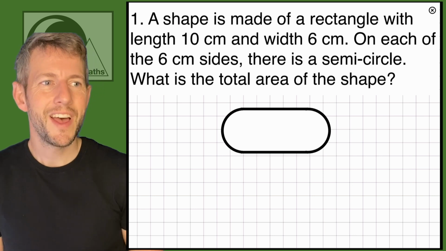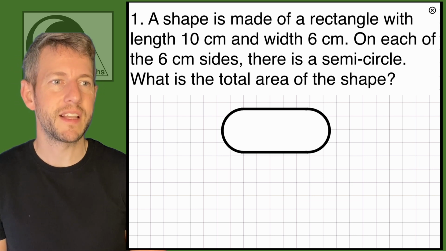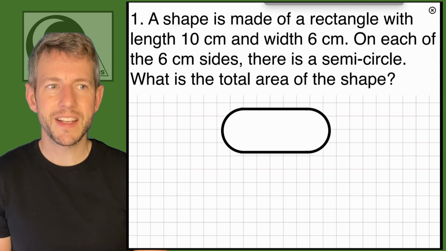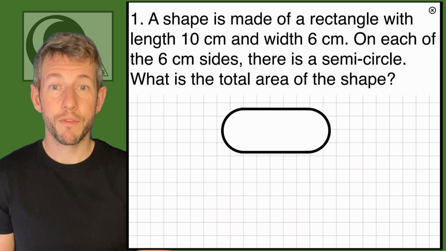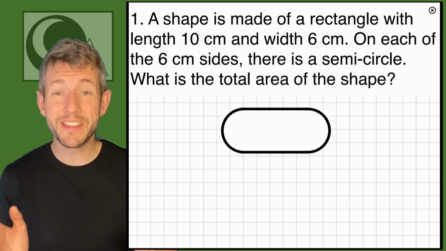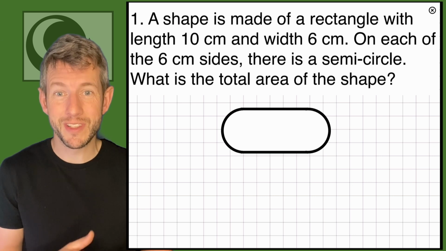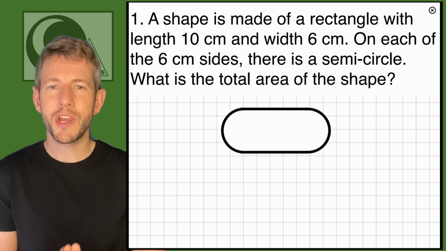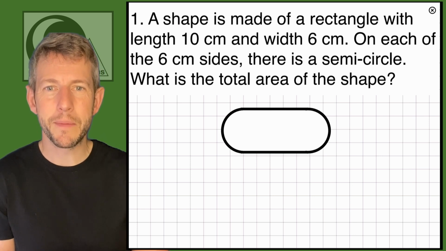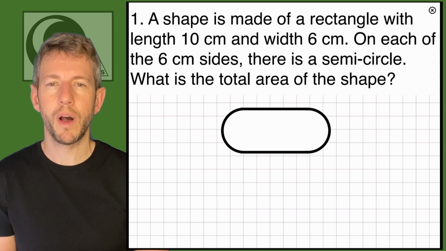Question 1 says, a shape is made of a rectangle with length 10 centimeters and width 6 centimeters. On each of the 6 centimeter sides, there is a semicircle. What is the total area of this shape? This is a very common shape that we see in functional skills maths. It's basically the shape that looks like a running track. Have a quick look, see which shapes you can see within this shape, and can you work out the necessary dimensions required?